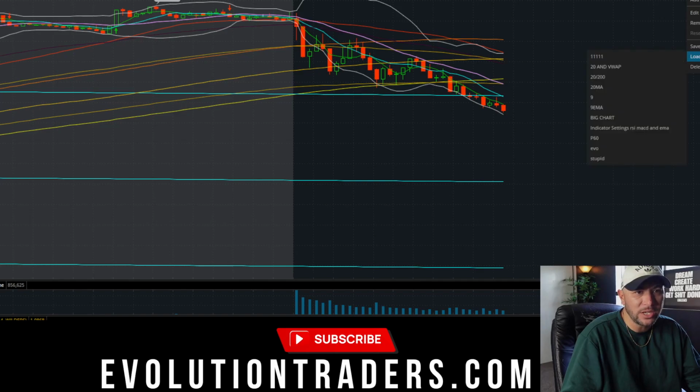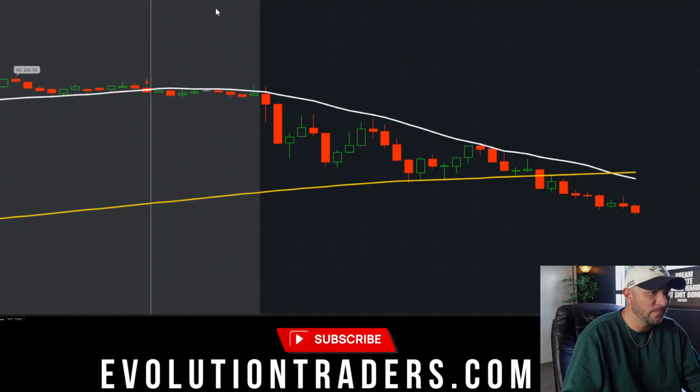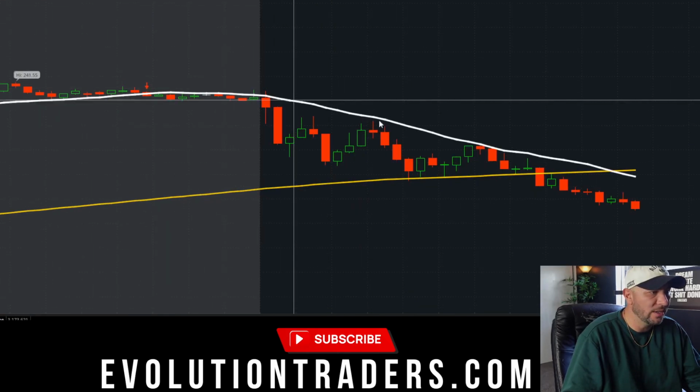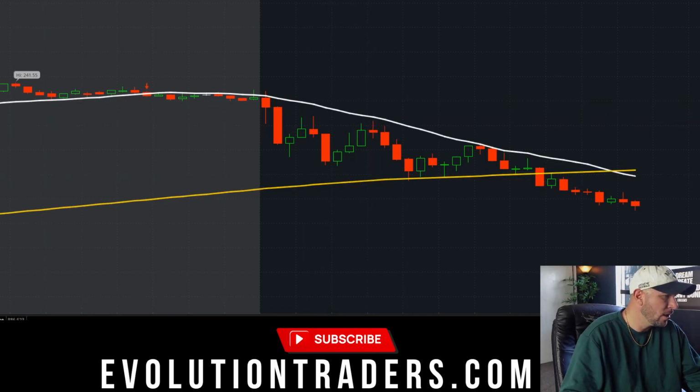Actually, a lot of you guys don't understand, if you're not in Evolution Traders, how to use this chart, so I want to bring this up. We're just going to use the 200, which is the yellow line, and the 20 SMA, which is the white line. What we're going to look at is the initial wash.